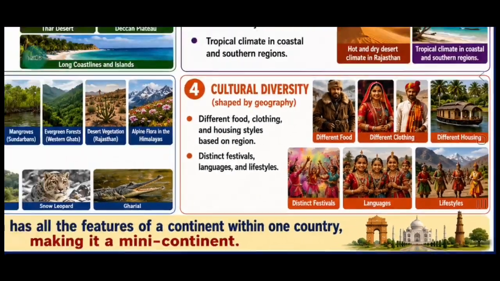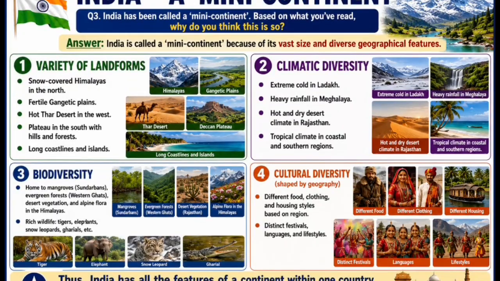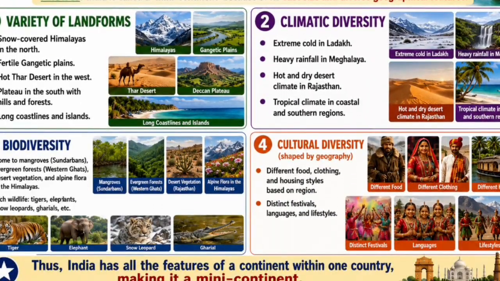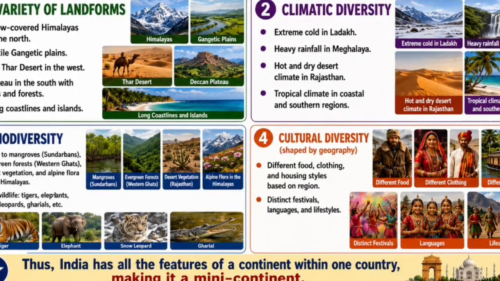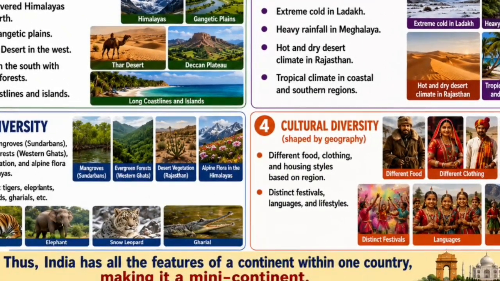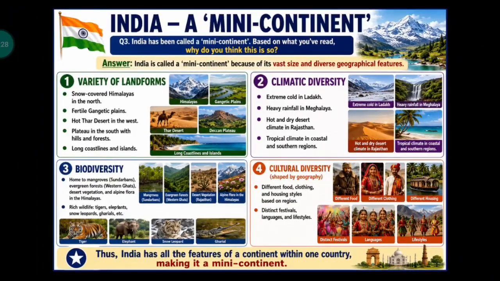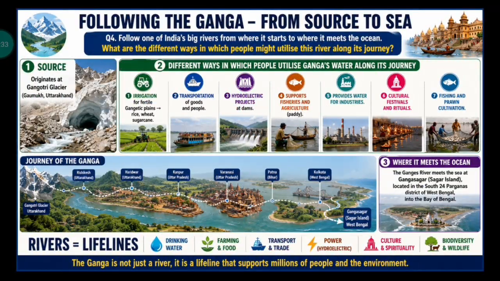Because of such great diversity in our country India, it is called a mini continent. So diverse physical features, diverse climate, diverse flora, fauna, and culture. Because of this, it is called a mini continent, right? I hope you got the answer. Now children, let's go to the next question, question number 4.